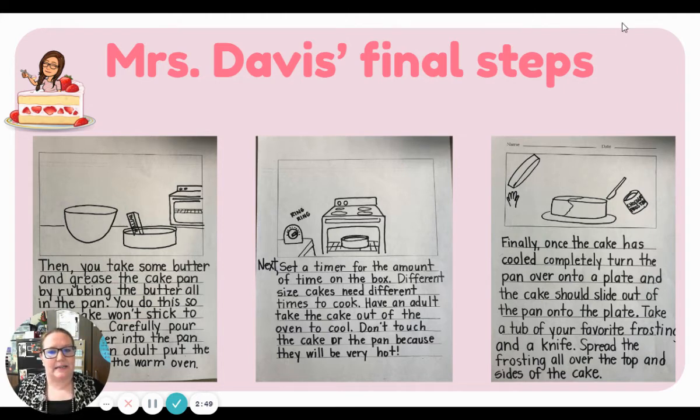Next, set a timer for the amount of time on the box. Different size cakes need different times to cook. Have an adult take the cake out of the oven to cool. Don't touch the cake or the pan because they will be very hot. Finally, once the cake has cooled completely, turn the pan over onto a plate, and the cake should slide out of the pan onto the plate.